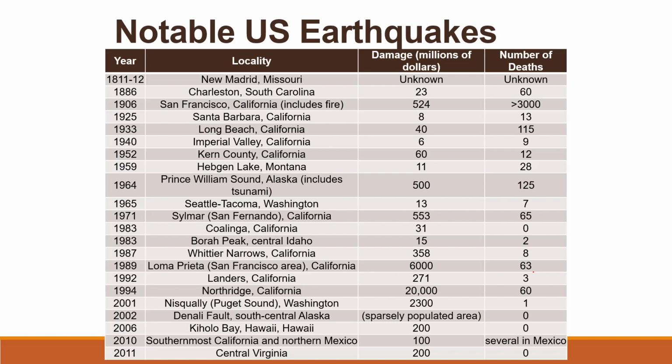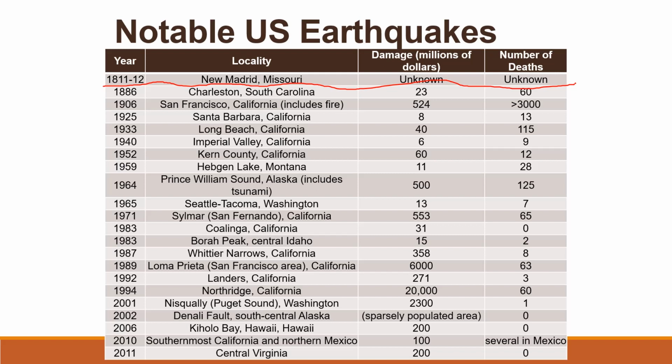This is a list of notable earthquakes in the U.S. It has the year they happened, where it happened, the amount of damage in dollars, and the number of deaths. I want to point out this one here, New Madrid, 1811, 1812. That is the largest intraplate earthquake in history, meaning it happened in the middle of a plate. We did not have instruments in 1811 and 1812, so all of our knowledge about it is from reports. There were reports of church bells ringing in Boston due to this earthquake.